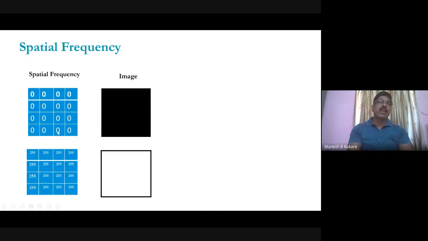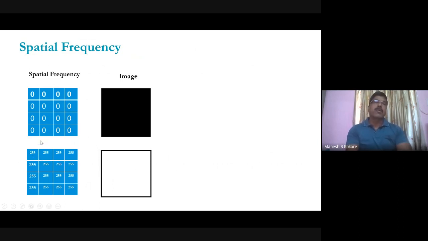Similarly, look at the second image. Now here, all the pixels have intensity equal to 250 pi. That is the maximum intensity in grayscale. So when you visualize this image on a computer screen, it will look like a white image. Okay, the earlier image was a black image because the intensity was 0. Now, what is the spatial frequency of this image?